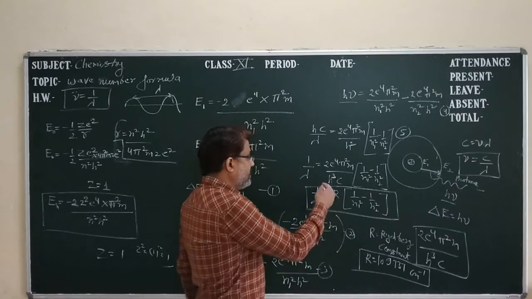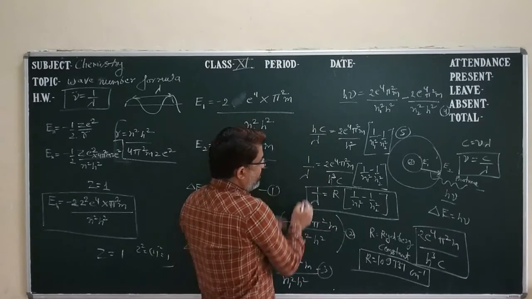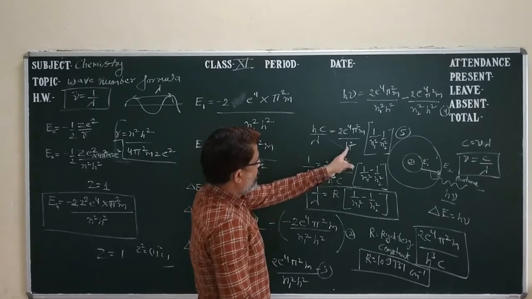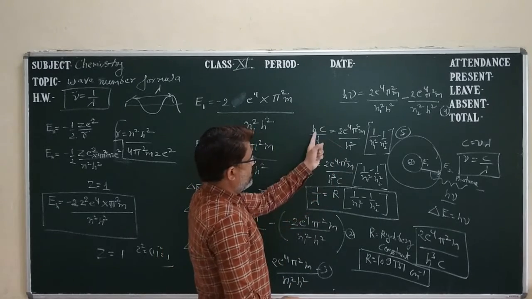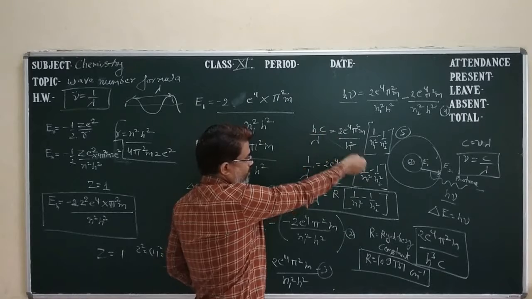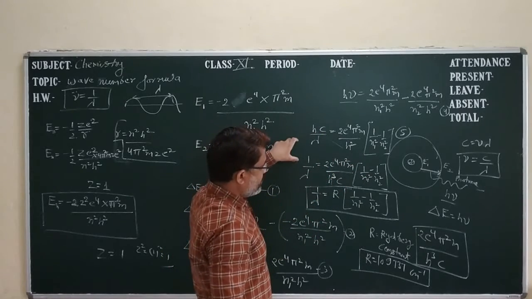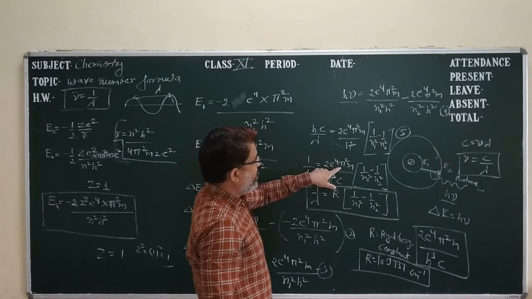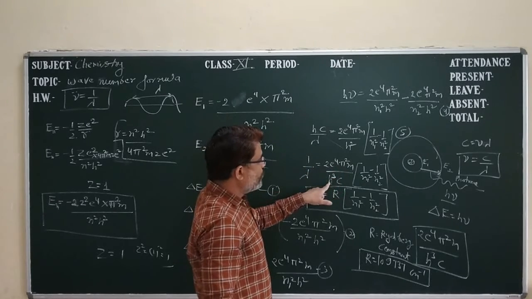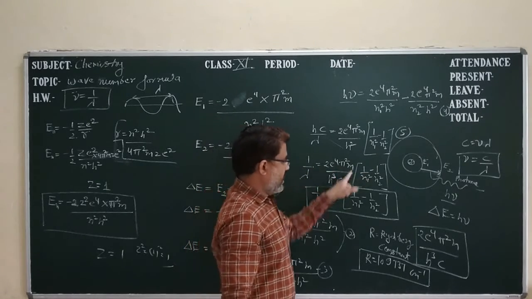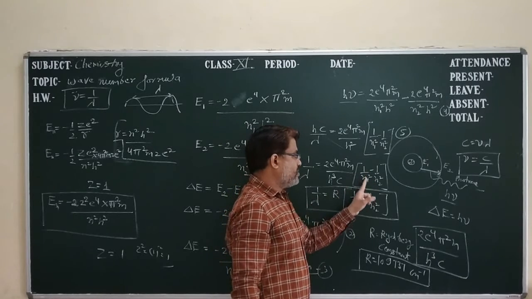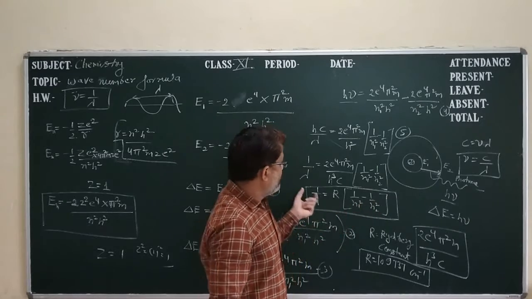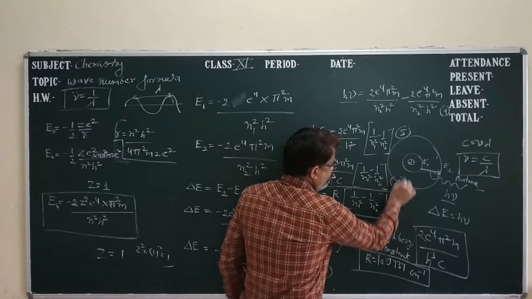Now in this case, if you just arrange this one, just cross multiply that. So h square into h equals h cube, and I transfer c down, cross multiply. So the equation becomes 1 upon lambda is equal to 2 e raised to the power 4 pi square n divided by h cube into c, in bracket 1 divided by n1 square minus 1 divided by n2 square, bracket close. Okay, so we got this equation 6.